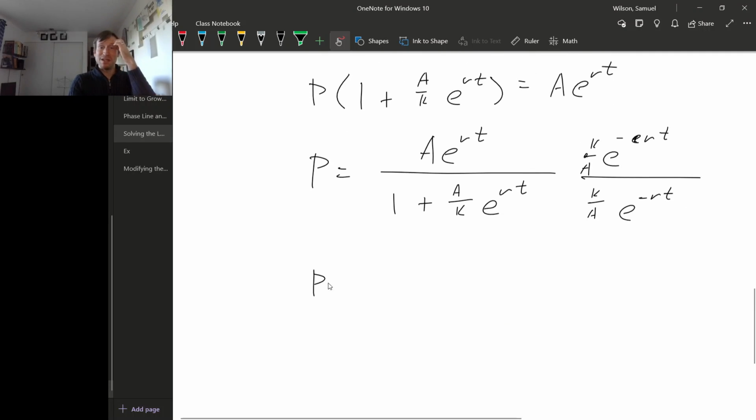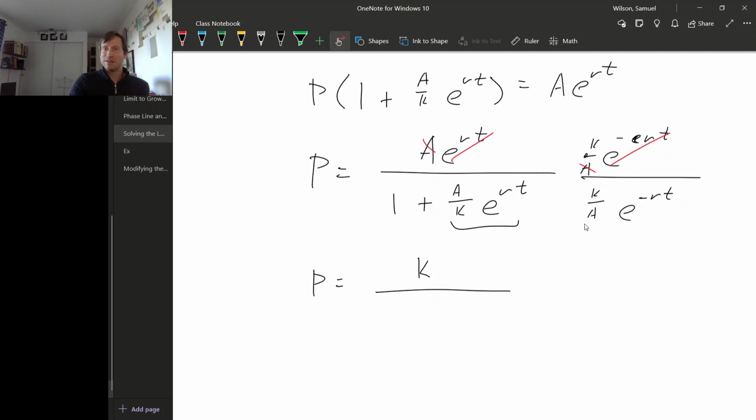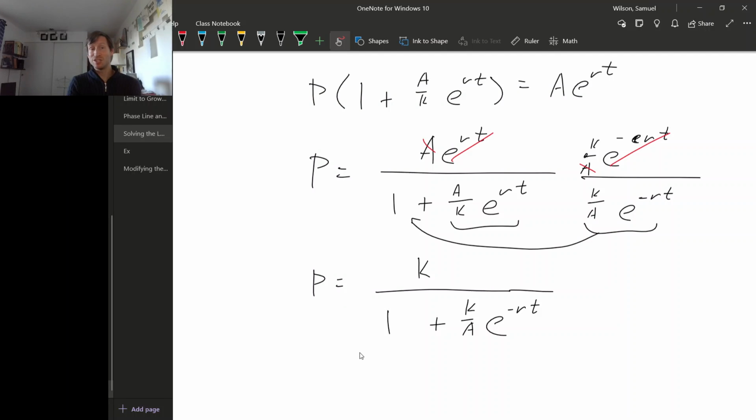So then we get P equals, in the numerator, let's see, the A's simplify. The e to the rt times e to the minus rt is just 1, so we're left with K. In the denominator, these second pieces multiply together to give us 1, and then K over A e to the minus rt times 1 is K over A e to the minus rt. Okay, so finally we got a solution to our logistic equation.